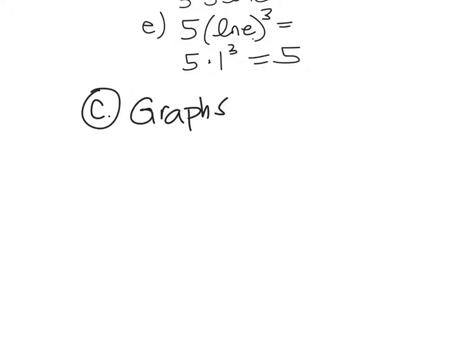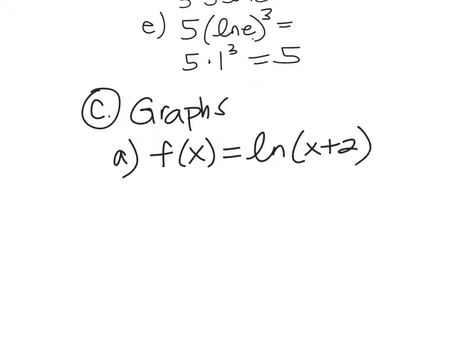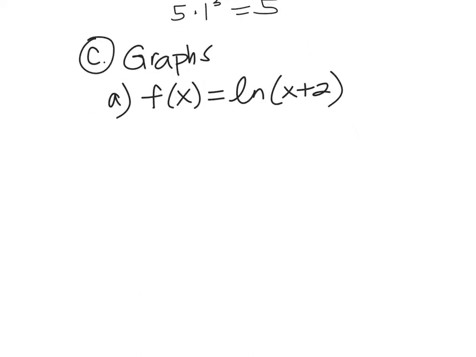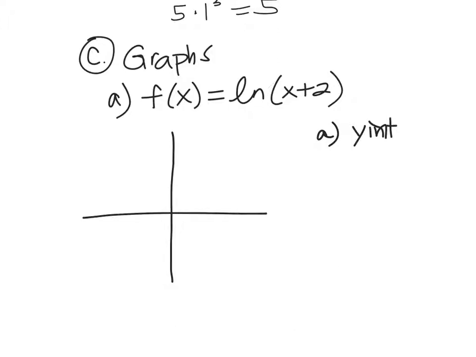We're going to graph. Graphs kind of take a little time. I've got like 3 of them for you. So here we go. Let's graph f of x is equal to the natural log of x plus 2. We're going to graph this by hand, and then we're going to answer some questions about it. We're going to also find any y-intercepts, any x-intercepts, the domain and the range, and any asymptotes.